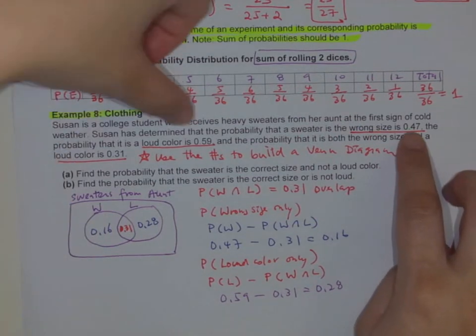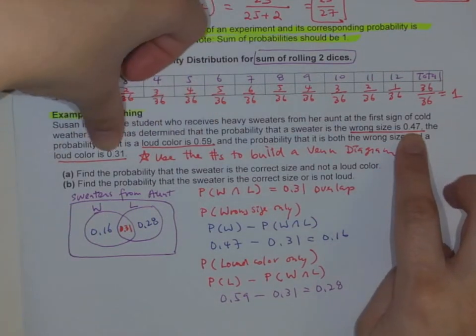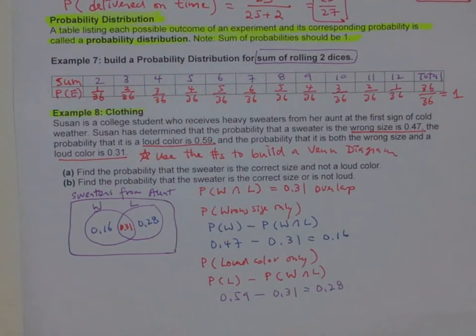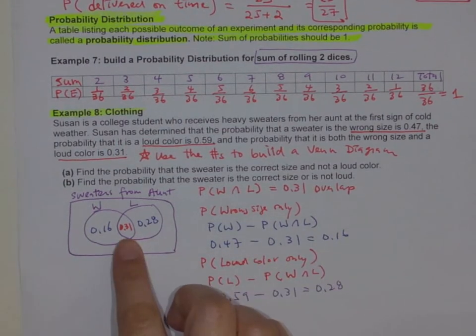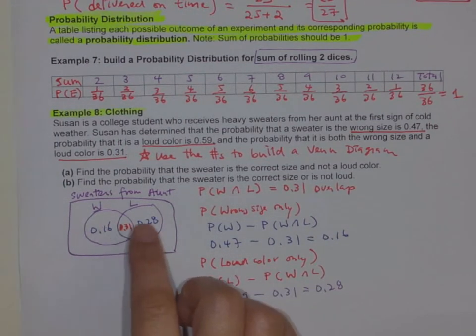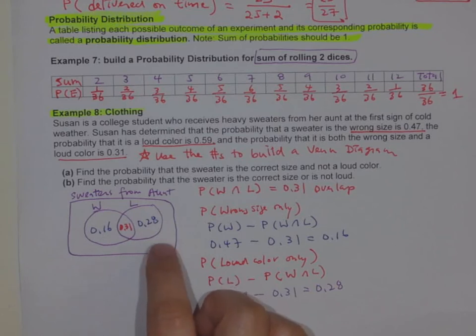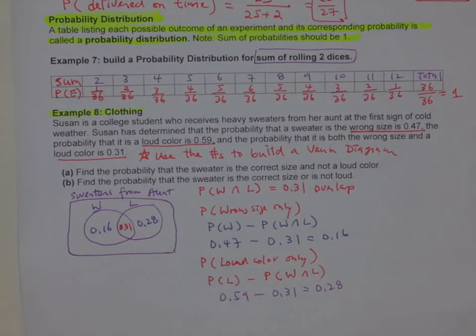Because if you add this number and this number, it is already more than 1. So that's not correct. There's some overlapping part here. So if I know this section, this section, this section, can I find out the section outside? What number is that? Is that what the first question is?